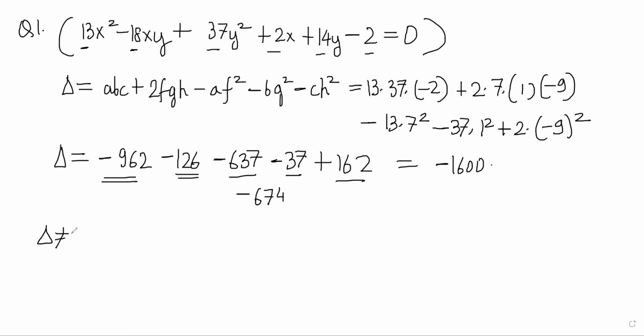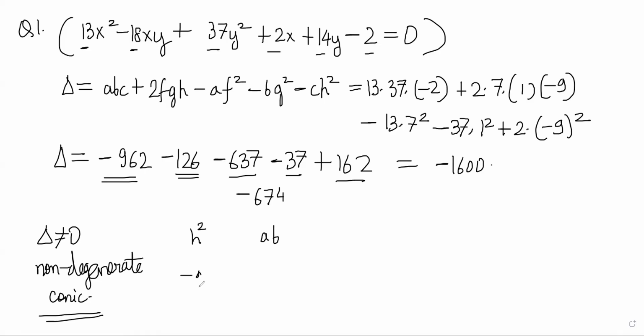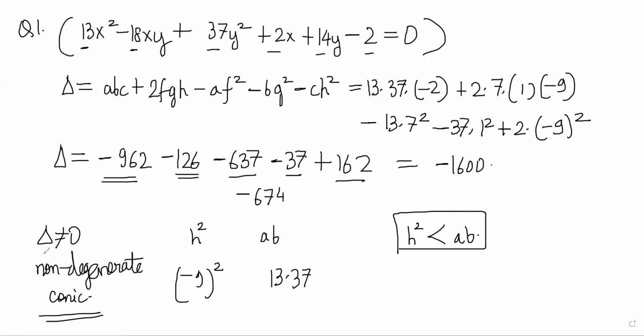So first of all, del is not equal to 0. So it's a non-degenerate conic. So it can be only circle, ellipse, parabola, hyperbola, right? Now, how do we decide for all of those cases? Once we know that it's a non-degenerate conic, we have to calculate h square and compare it with AB, right? So h square here is minus 9 square and AB here is 13 into 37. So clearly we have h square is less than AB, and therefore del is not equal to 0 and h square is less than AB. So the situation is an ellipse.